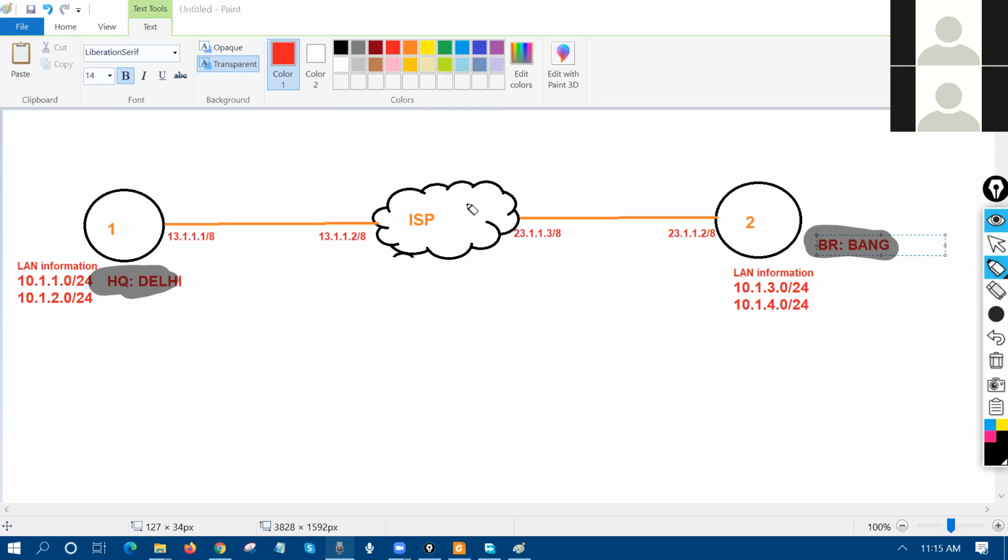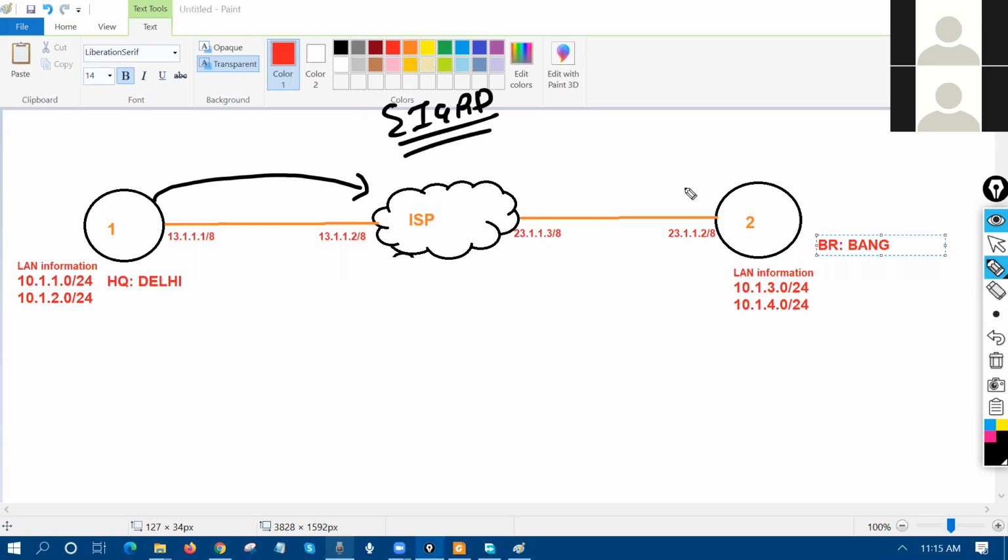We need to take the help of the ISP, and through the ISP I can exchange all my information. Let's take an example: I'm going to run any routing protocol, EIGRP or BGP or anything. So what happens? R1 has to share its own information to the ISP, and R2 has to share its own information to the ISP, right?